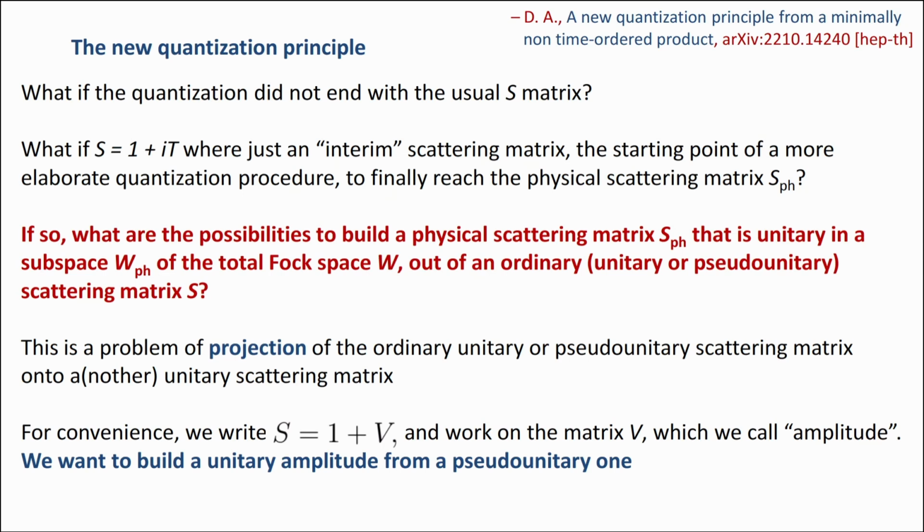So for convenience, we write, as we have just said, S equals 1 plus V, and we work with the matrix V, so we subtract the identity from the S matrix as usual, and this matrix V will be called amplitude, although it is not what is used normally in the usual terminology. We want to build a unitary amplitude from a pseudo-unitary one.